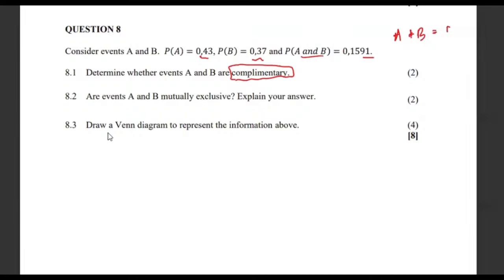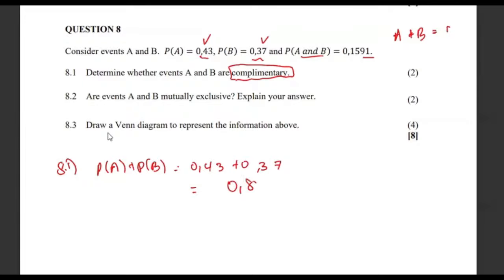Okay, we have the probability of A, we have the probability of B. So let's add those two and see. So probability of A plus probability of B is going to be 0.43 plus 0.37. This gives us something like 0.8.